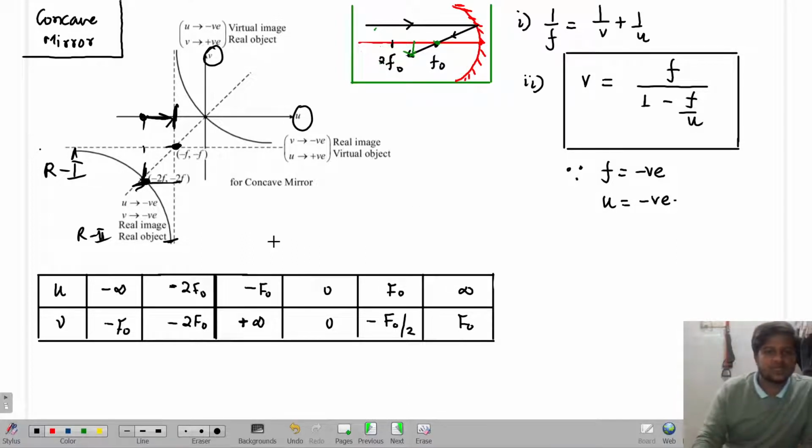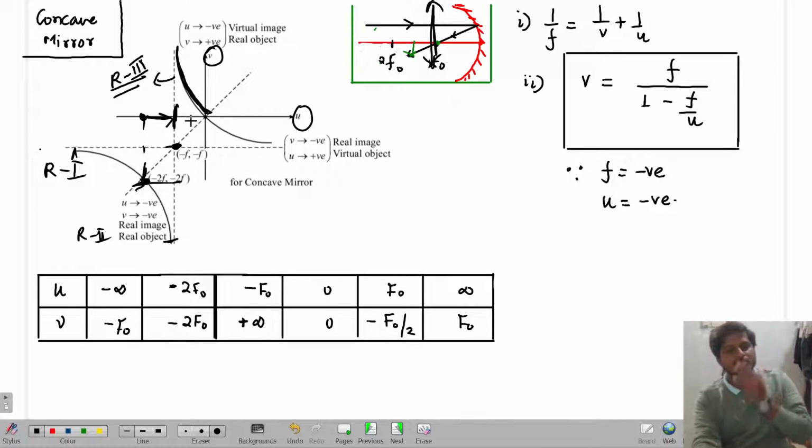Now you know that when I place the object at the focus, let's suppose this is my concave mirror, the image is formed at infinity. So when I place the object at focus, what is happening? The image is formed at infinity over here. Understood or not? So see this: when the object is placed at the focus, the image is forming at infinity. So this is your reason 3.